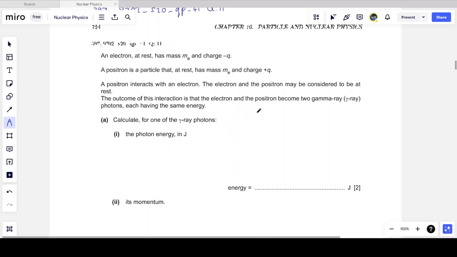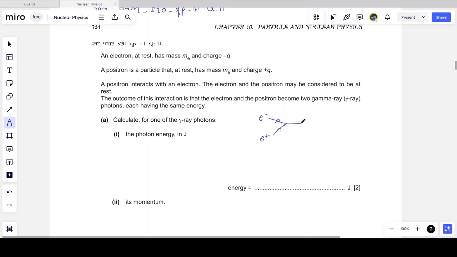So what happens? Well, when a particle meets its antiparticle, in this case an electron and anti-electron or positron, they will annihilate each other and they will emit radiation in that process. So let's assume I have an electron and I have a positron. They're relatively stationary. Actually, they are stationary. And they collide.